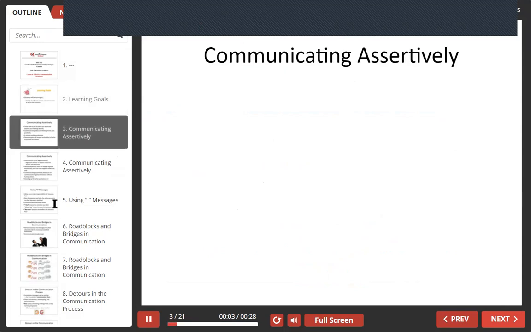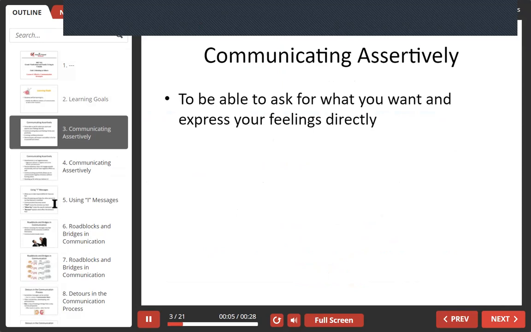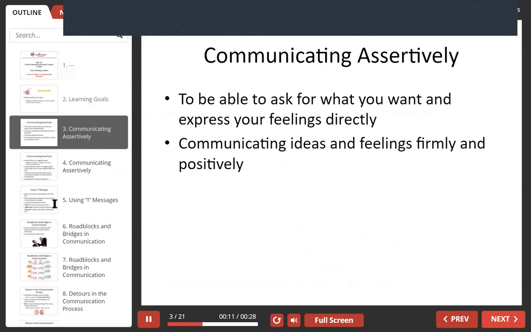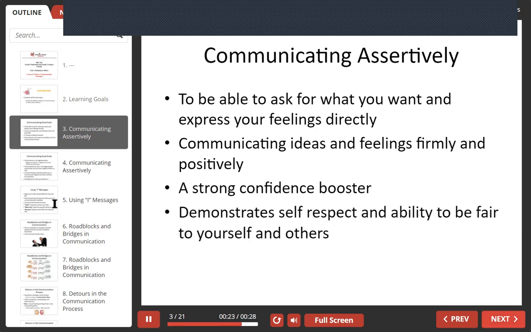Communicating assertively includes being able to ask for what you want and express your feelings directly. Communicating ideas and feelings firmly and positively is also a tenet of communicating assertively. It can become a strong confidence booster. It demonstrates self-respect and the ability to be fair to yourself as well as others. It's a sign of standing up for yourself.